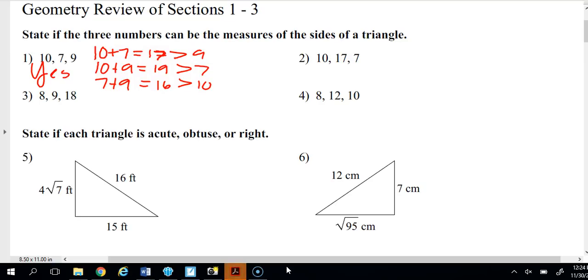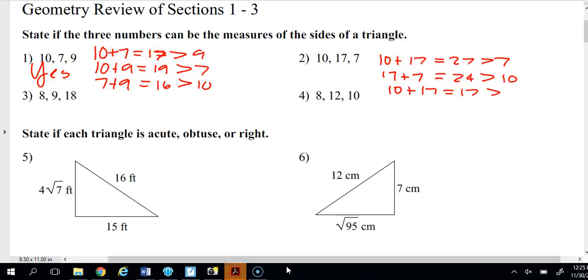So over here for number 2, we've got 10, 17, and 7. 10 plus 17 is 27, and that's greater than 7. Then we've got 17 plus 7, that's 24. That's greater than 10. And then we've got 10 plus 7, that equals 17. Now 17 is not greater than 17, it's equal to. So we cannot make a triangle with those three sides.